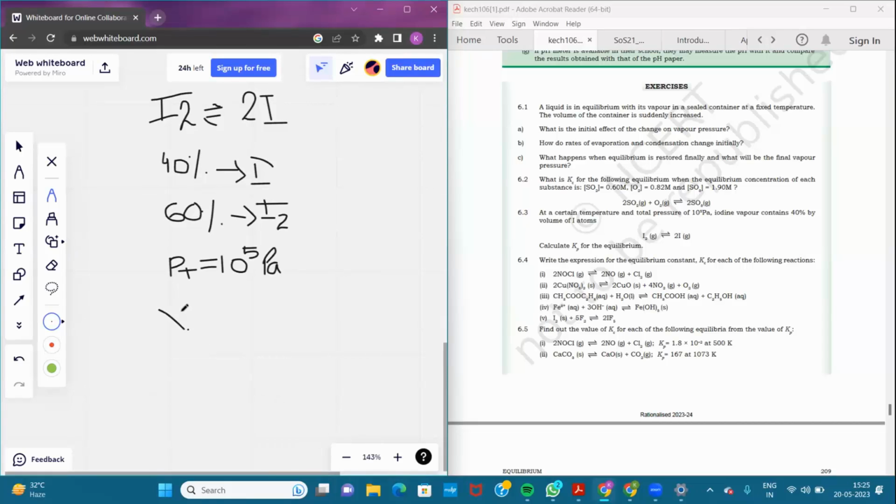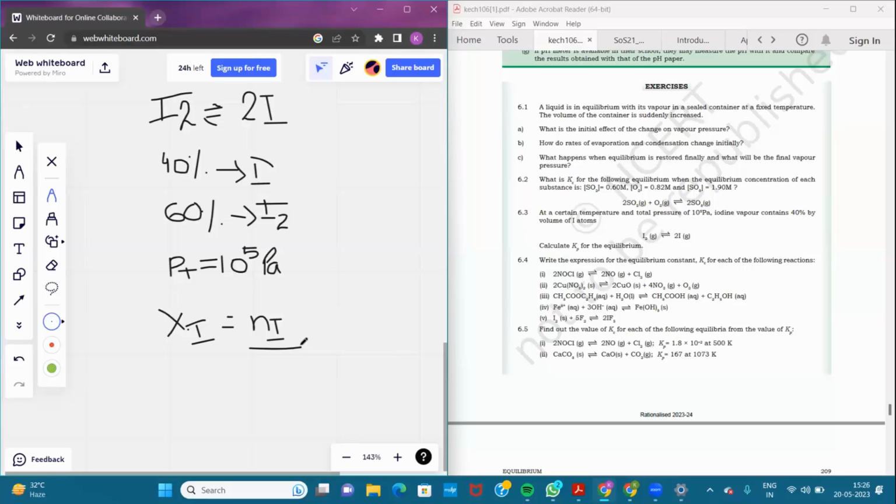Mole fraction of iodine atoms will be number of moles of iodine. Please don't consider the stoichiometric coefficient. The stoichiometric coefficient here helps with the equilibrium concentrations or partial pressures of the reactants or products at a certain time. It has nothing to do with the moles present in the container.